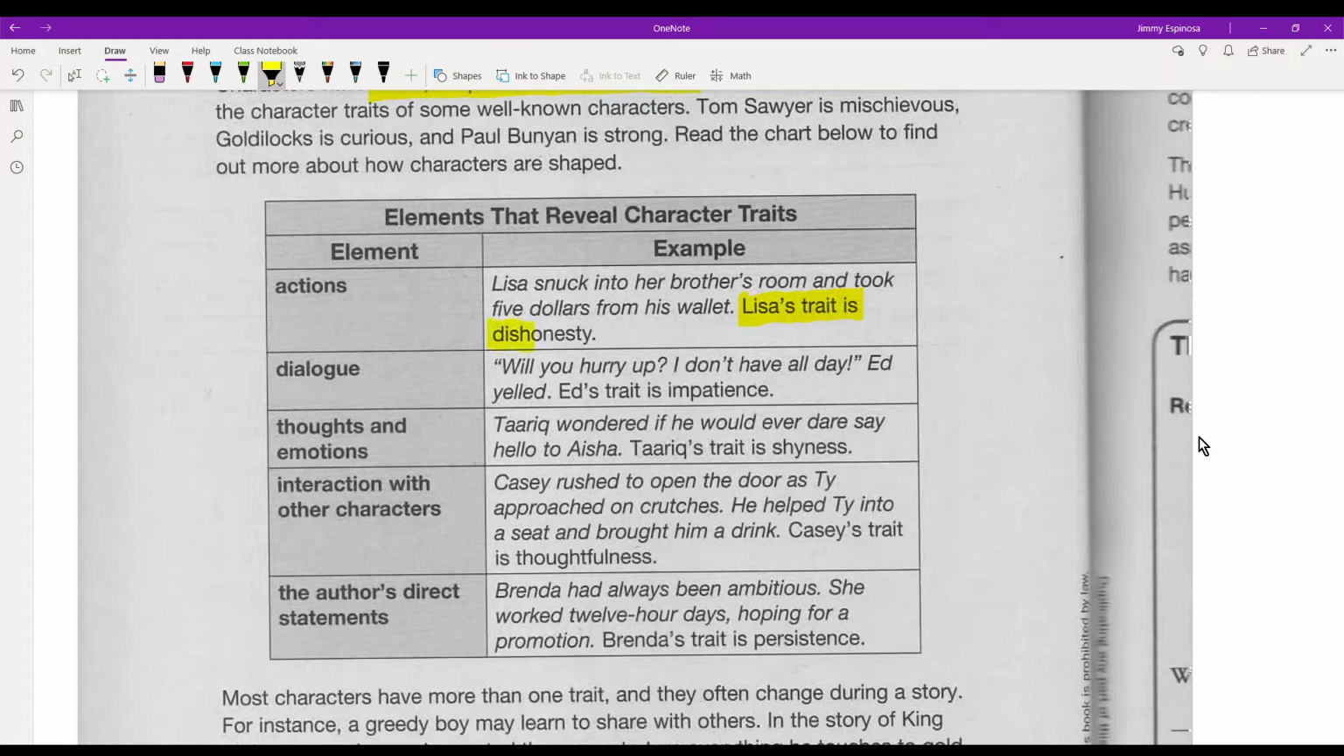Okay, so if you were to say that her character trait is a thief, no, she is a thief, but that is not a character trait. The character trait here in this case is dishonesty.